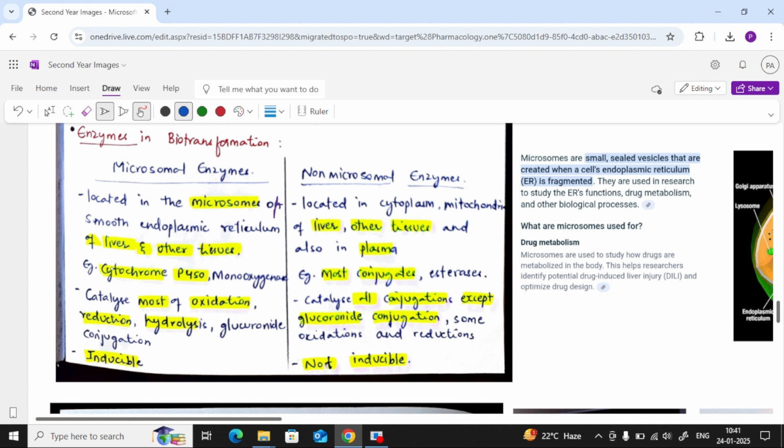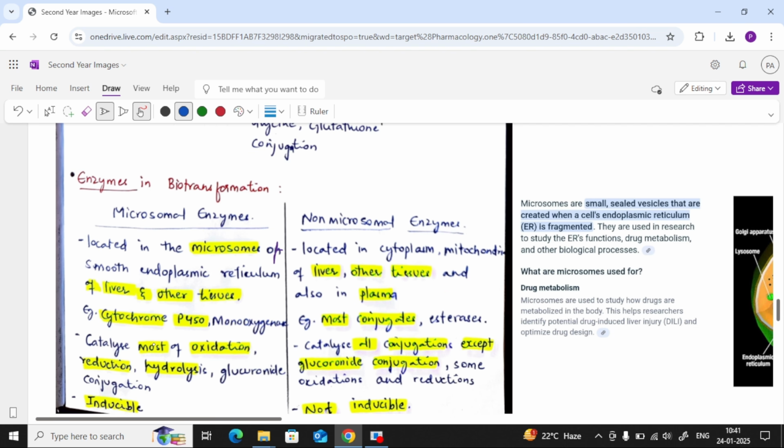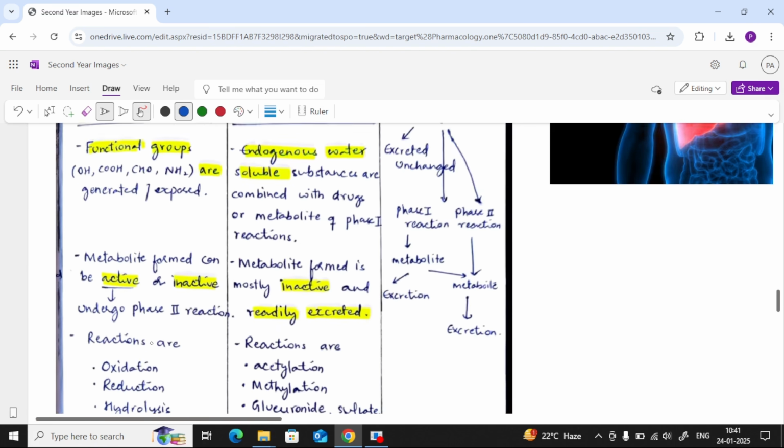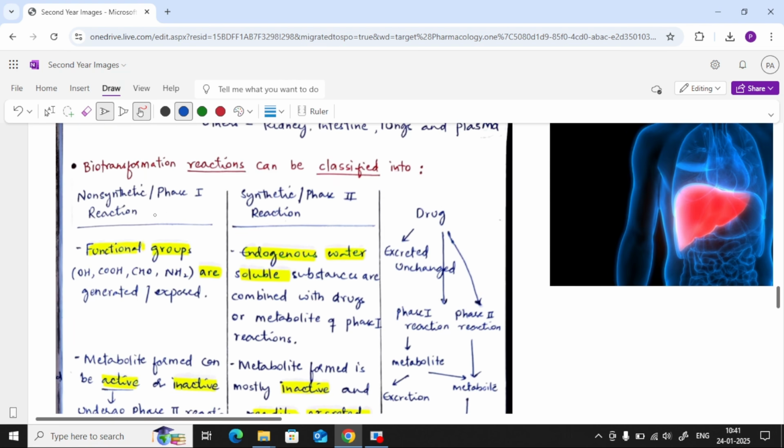What are the examples? Cytochrome P450 and monooxygenase. Now what do these enzymes do? They catalyze most of the oxidation, reduction, hydrolysis and glucuronide conjugation. So if you notice, microsomal enzymes are helping in non-synthetic or phase 1 reaction.